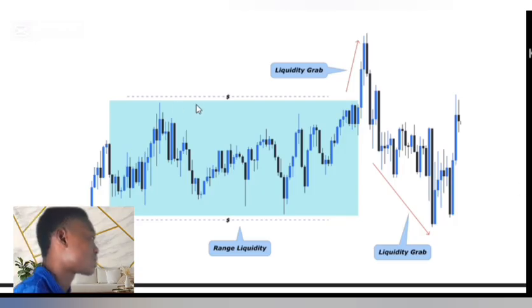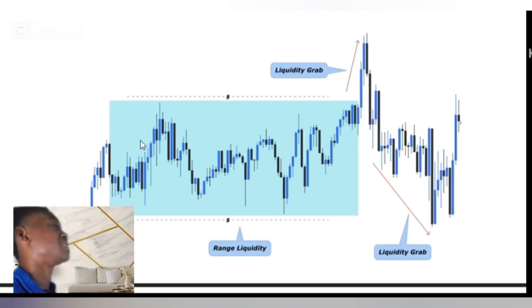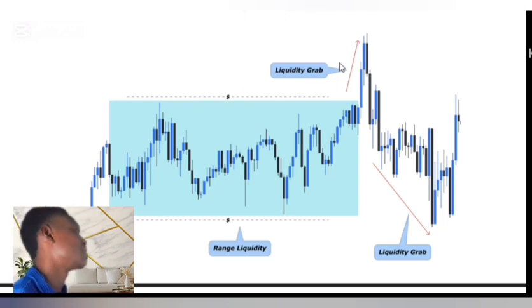You can see the resistance right here, and you can see the support right here. And this often happens in the Asian session, and here price grabs liquidity breaking above the resistance, and this is purely a false move. People will think that price is definitely trying to move up, but it's grabbing liquidity in order to move to the downside, in order to create a huge move to the downside. You understand? This is exactly what I want to teach you guys today.